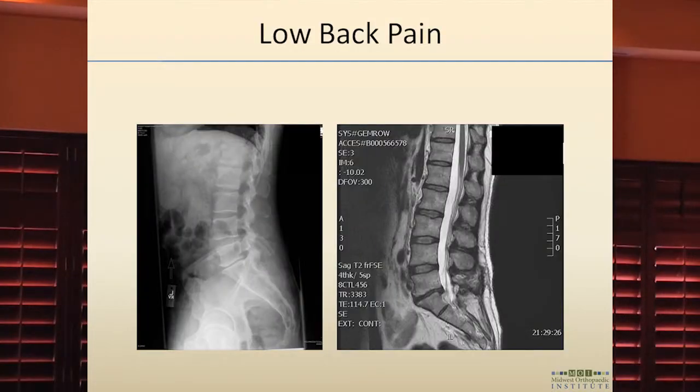So this is a picture of a patient who has degenerative disc disease at L5-S1. This is what the MRI would look like.